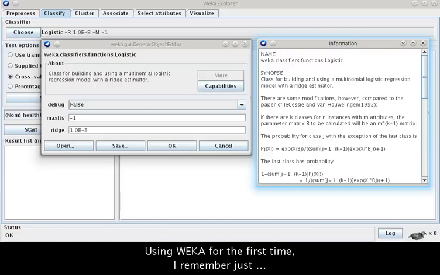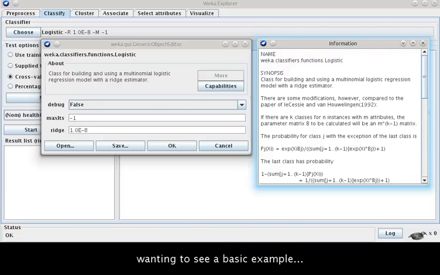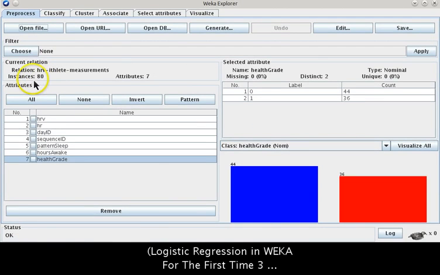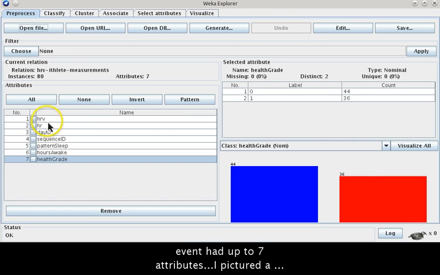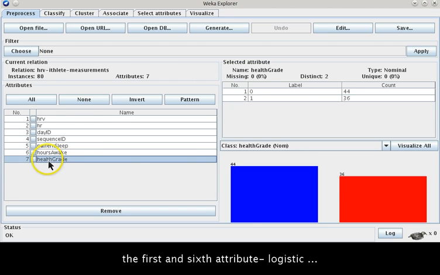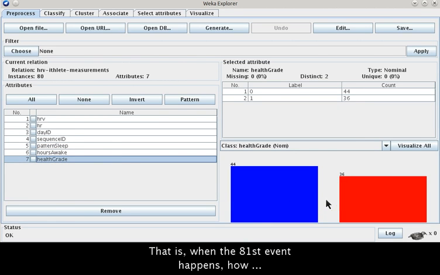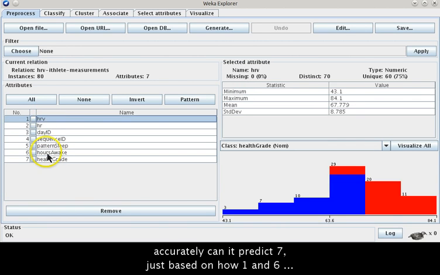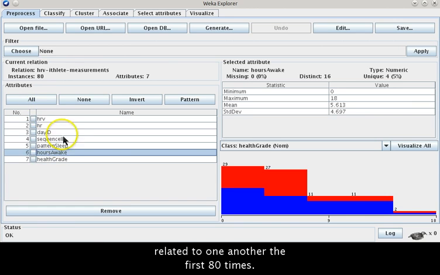Using Weka for the first time, I remember just wanting to see a basic example. So with 80 past events to go off of, and each event had up to 7 attributes, I pictured a CEO asking me how accurately, if I had only the first and 6th attribute, logistic regression could predict the 7th. That is, when the 81st event happens, how accurately can it predict 7 just based on how 1 and 6 related to one another the first 80 times?